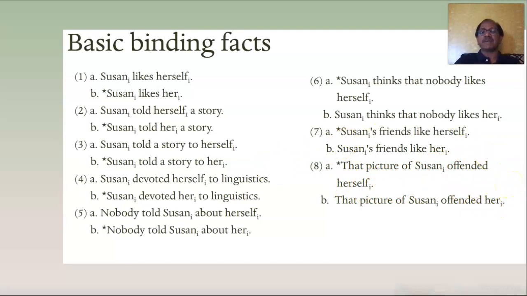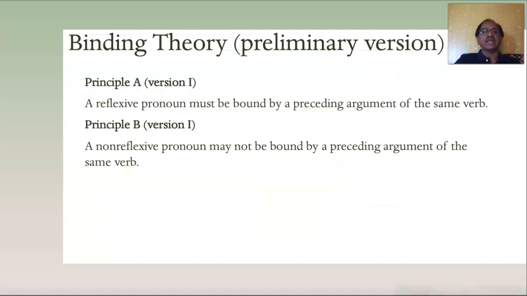So what we understand from these is that a reflexive pronoun must be bound by a preceding argument of the same verb. Remember, preceding argument of the same verb. Whereas a non-reflexive pronoun may not be bound by a preceding argument of the same verb. So they are in complementary distribution. Wherever a reflexive occurs, a pronoun cannot occur, and wherever a pronoun occurs, a reflexive cannot occur. Okay, and we have a restriction now, the co-argument restriction.